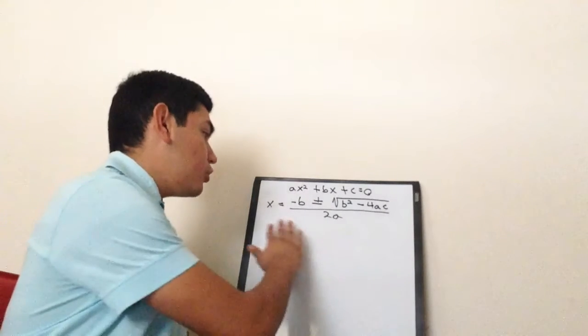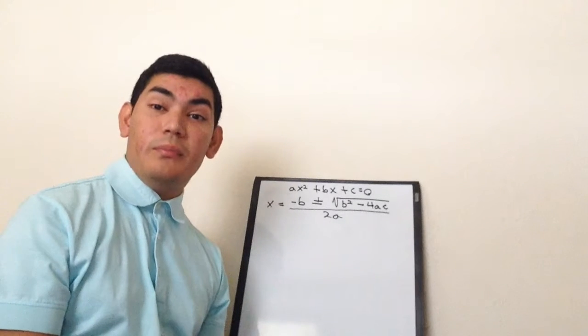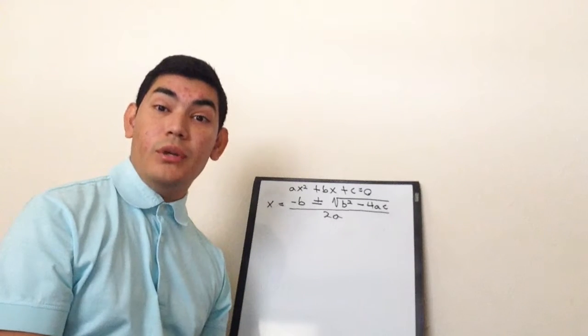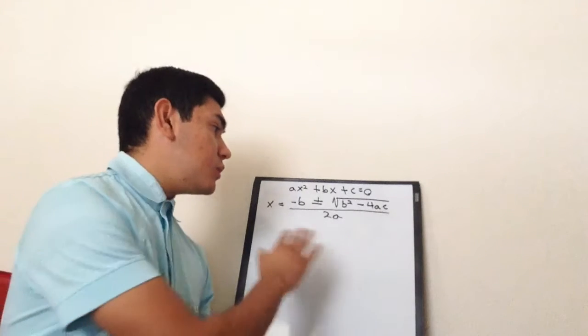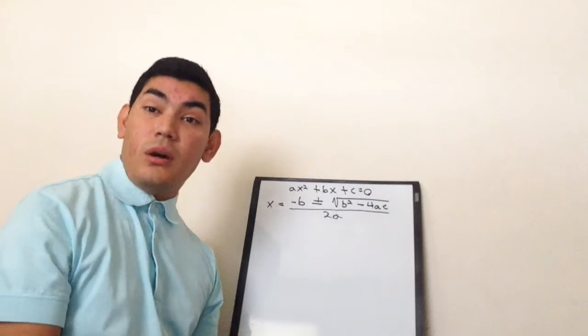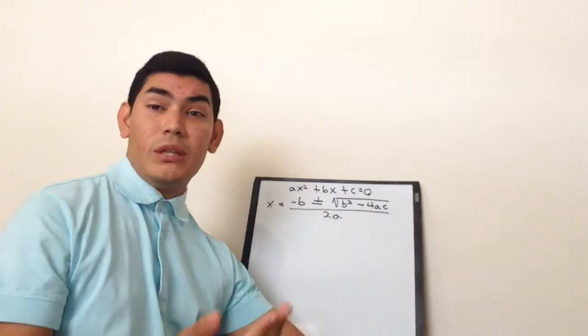So here we have our quadratic formula that states x equals -b plus or minus the square root of b squared minus 4ac, divided by 2a. So we're going to be using this equation to solve our quadratic equations. So let's start with an example.